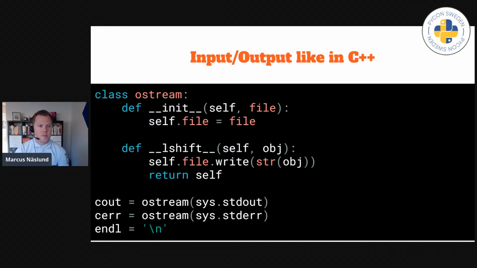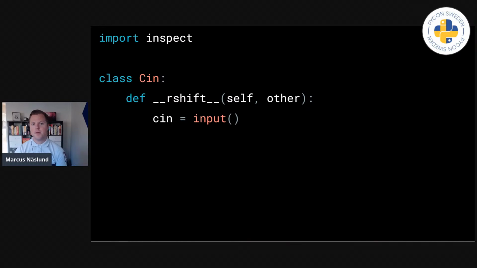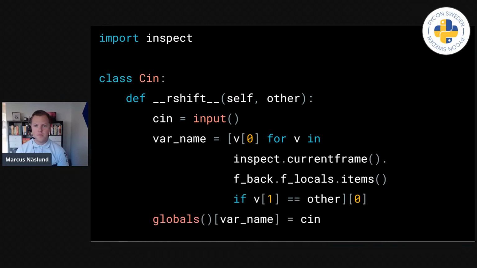But output like this is only very easy. Input is a little harder and requires a little bit more code, but is very doable as well. So in the same way, we can create a cin class. We overload the right shift operator instead, because that's how you push data to a variable. And the trick here is to be able to actually edit the original variable, which is otherwise passed by value here. And the trick is to use the inspect module to find the previous stack frame and whatever variables were in scope there, and then change the value like this. So this is a trick to avoid having to declare that variable as global and so on.